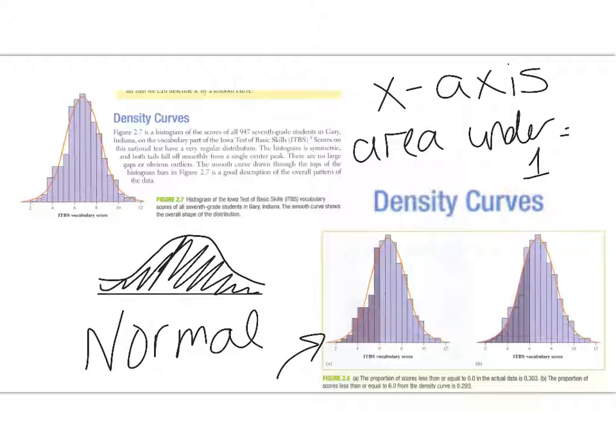If I used my density curve here and I measured the area under the curve, I get a proportion of 0.293 of people that have a score of 6 or less. So your density curve is very close. It's pretty accurate. It's pretty close, so we can use it to quickly estimate proportions and values.